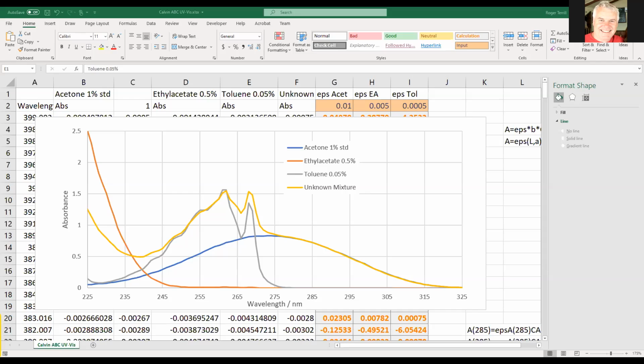So, welcome to lab. We're going to talk about the UV-VIS Lab, and I want to start with a picture of the data that we're going to be handing out to everybody. And the data are here, and you'll have to make the graph and stuff, but it's pretty trivial.